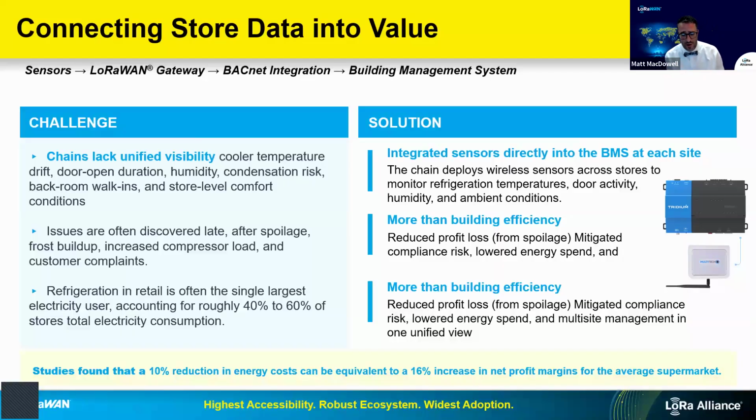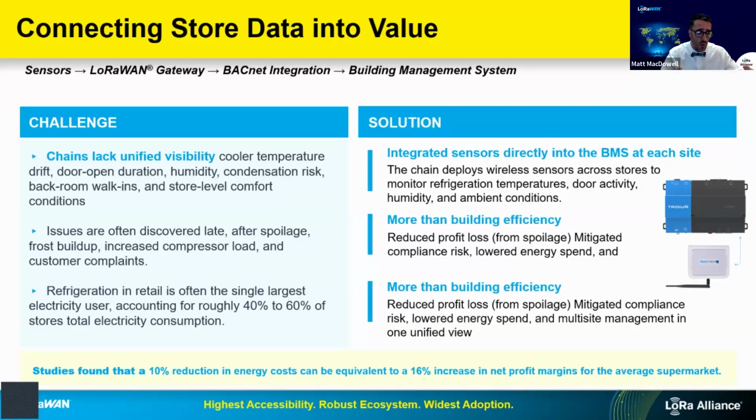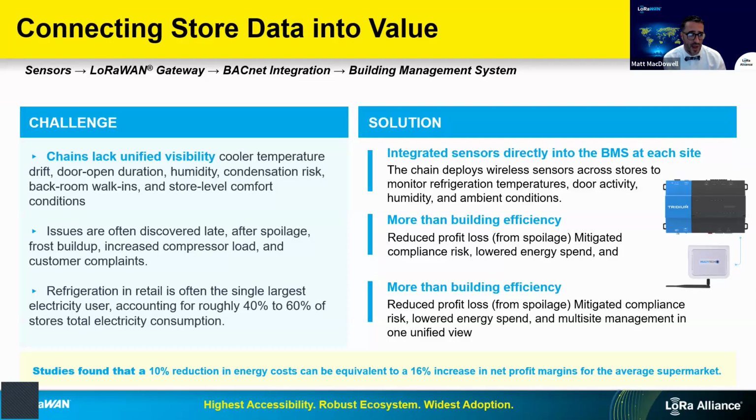So in the US, there's a very large pharmacy and retail store that owns the majority of their physical locations, but also rents other ones. With that, they lacked unified visibility because of their inability to retrofit rental properties to align with the ones they own. They lacked a central way to monitor, measure, and control cooler temperatures, door open duration, and humidity within the stores across diverse environments across the United States, as well as condensation risk, which can cause a lot of trouble with the motors in the walk-in coolers or the front-end coolers.